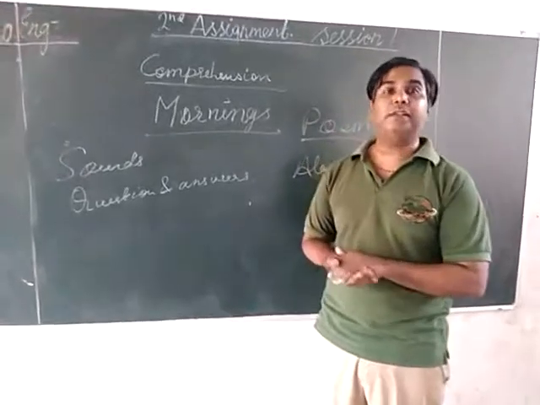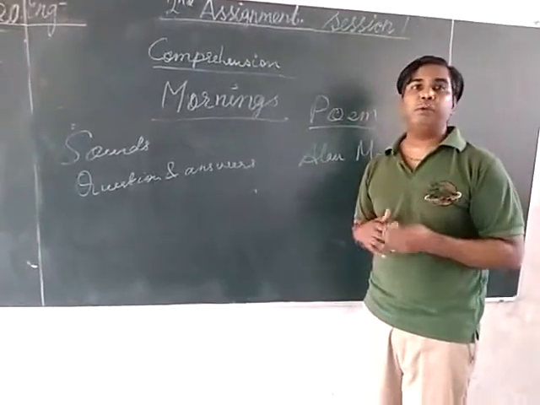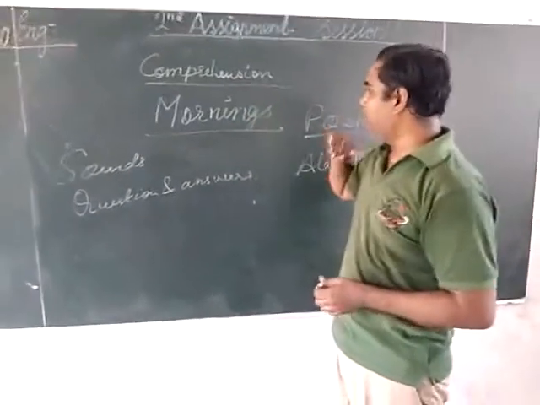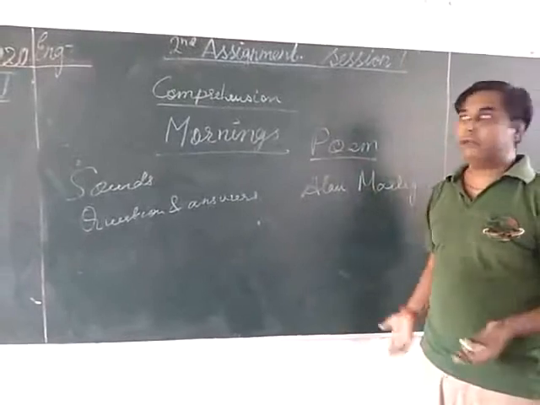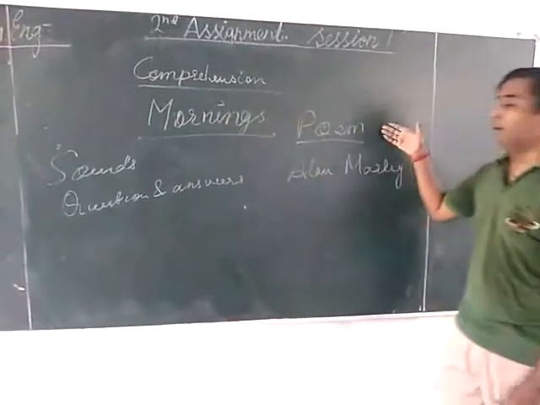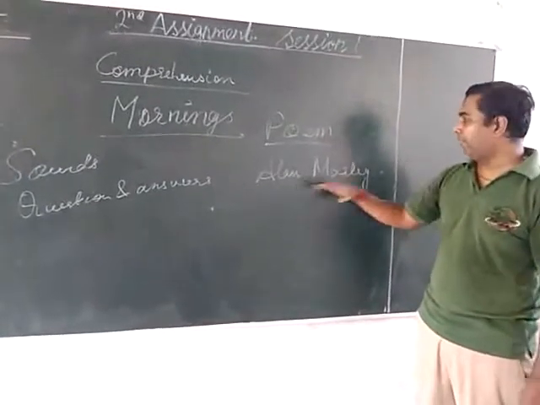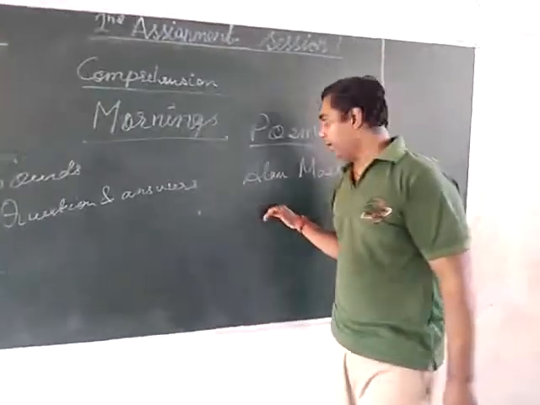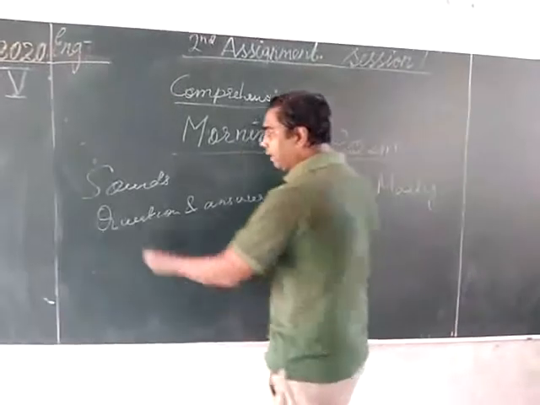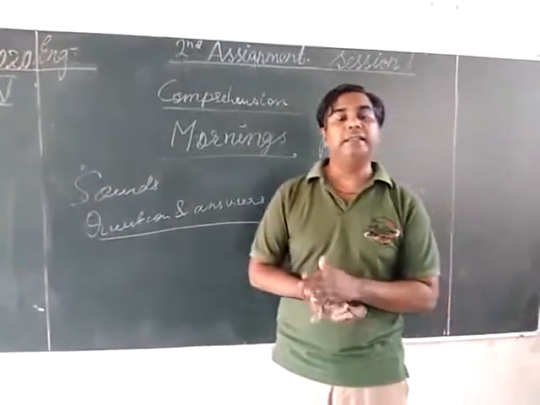So I'll be providing you the list of question answers based on this poem itself, and I'll also provide you the poem. I want you all to please go to your copies. The name of this comprehension is morning. What do you hear in the morning? Morning is about the sounds in the morning. And what is this type? It's a poem. And who has written this poem? Alan Marlowe is the person who has written this poem, the morning. I want you to please do the question answers in your copies, which I'll be providing you in the PDF. So make sure you do that.